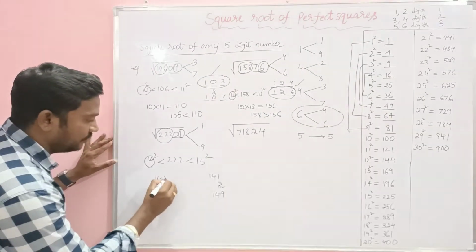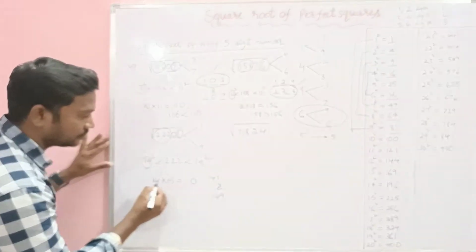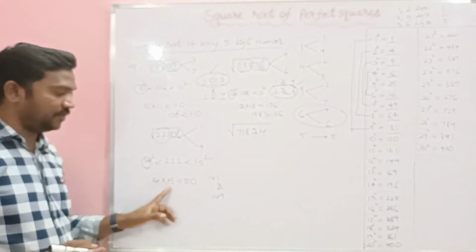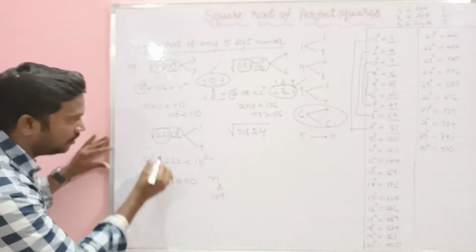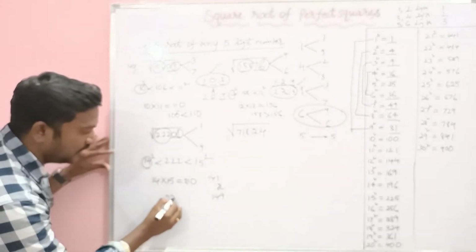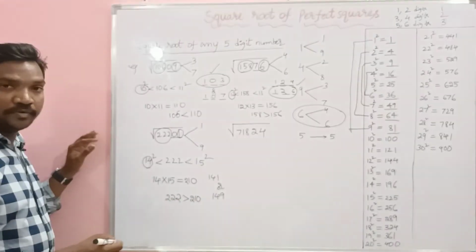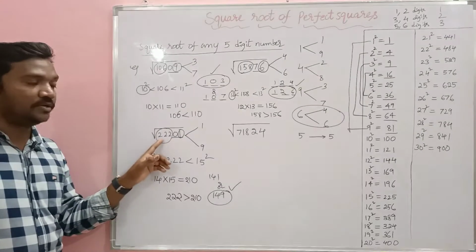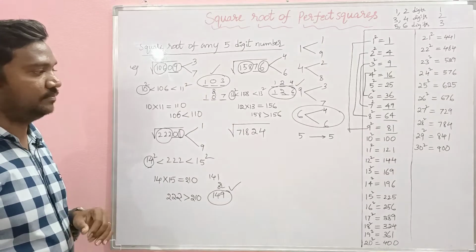Now multiply 14 with its consecutive number, we get 210 as the answer. 14 15s are 210. Now compare this 222 with 210. So 222 is greater than 210. So we have to take the larger number. So the square root of 22,201 is nothing but 149.